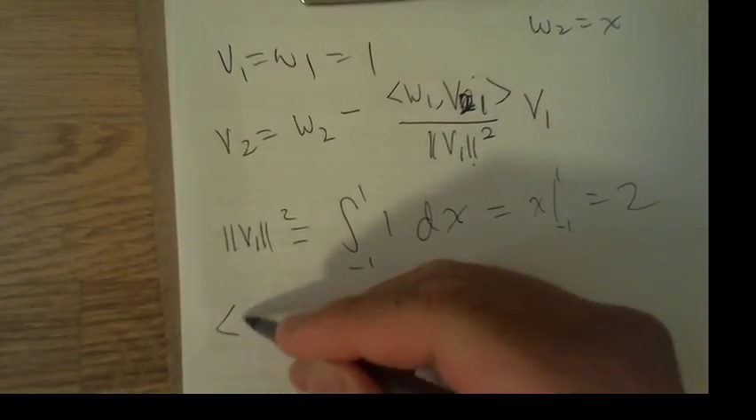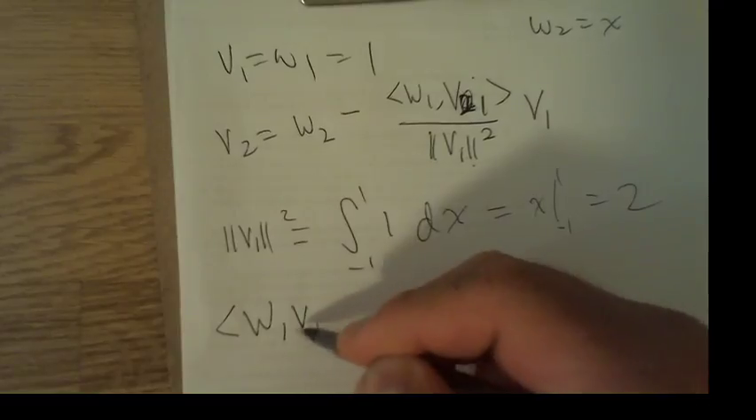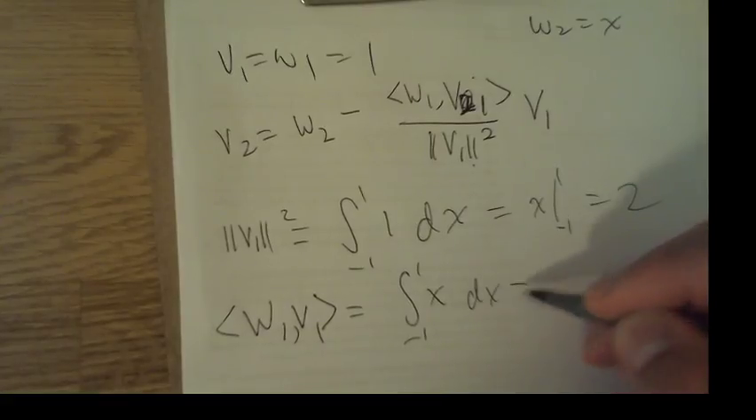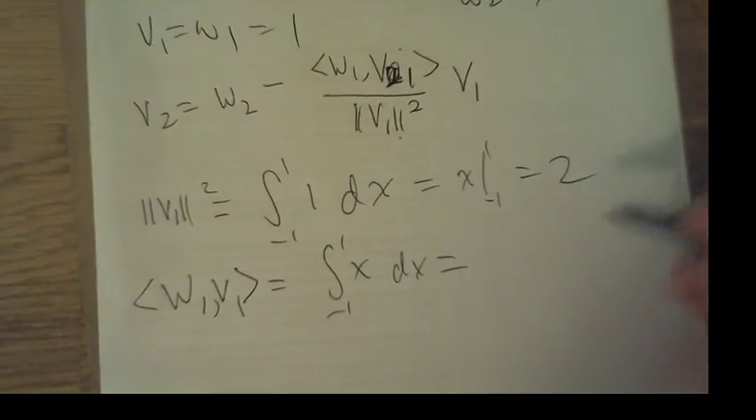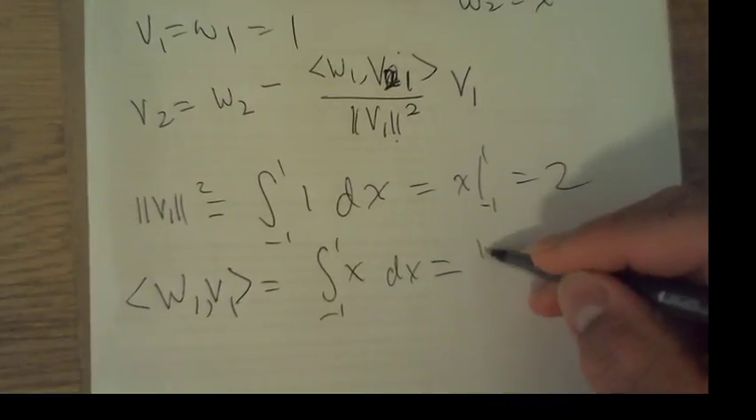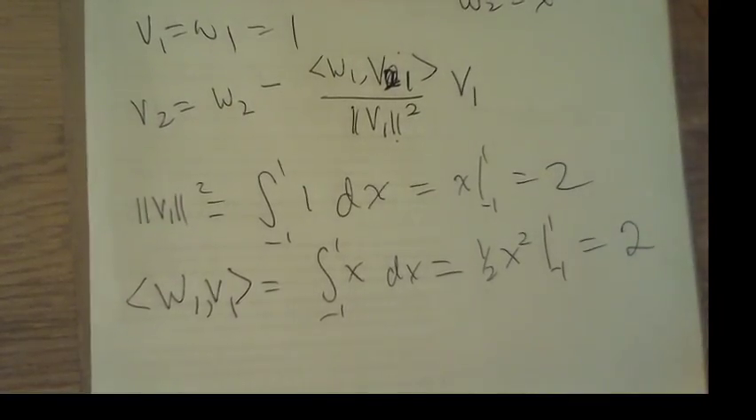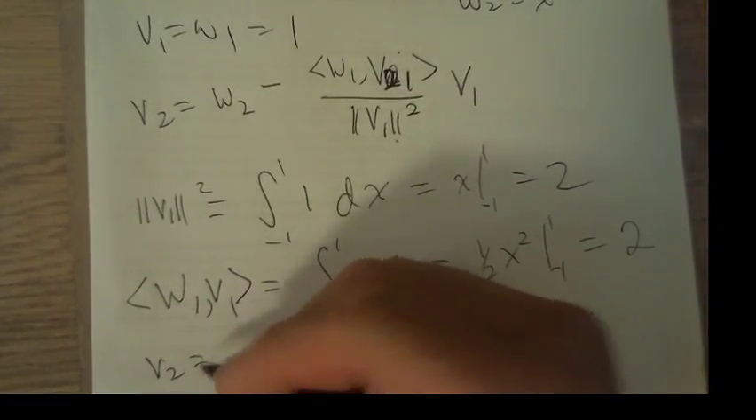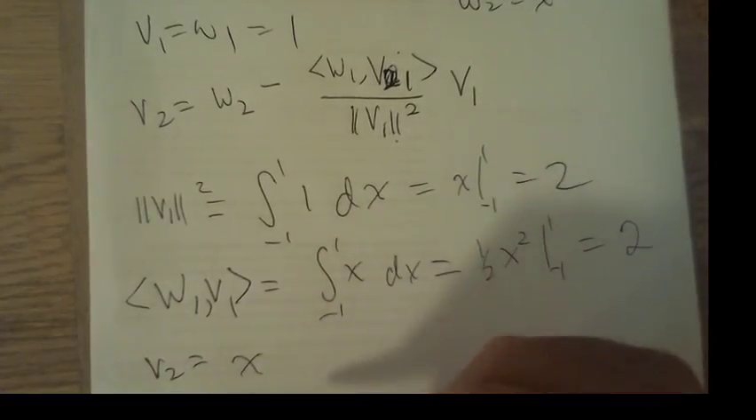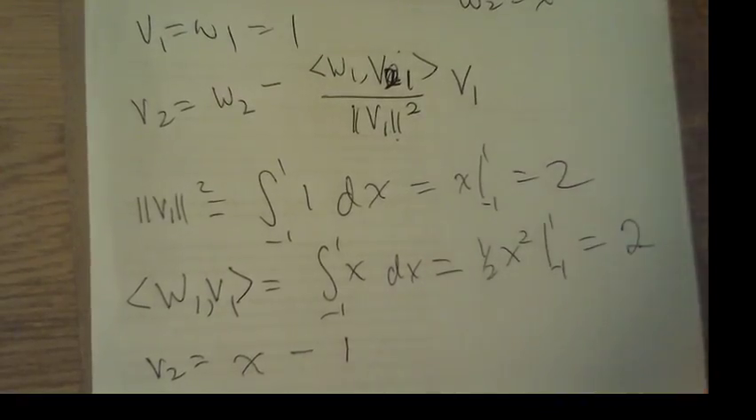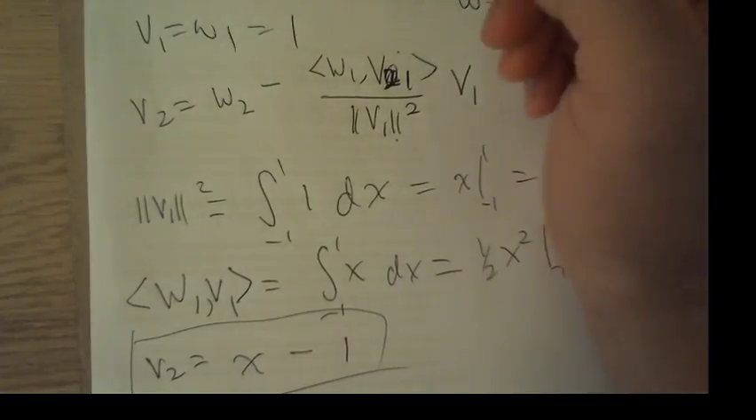Okay, and then here the inner product between W1 and V1. All right, and that gives us -1, 2, 2. Okay. All right, so putting all that together, W2, we get x minus, here we just get 1 and then 1. Okay. All right.